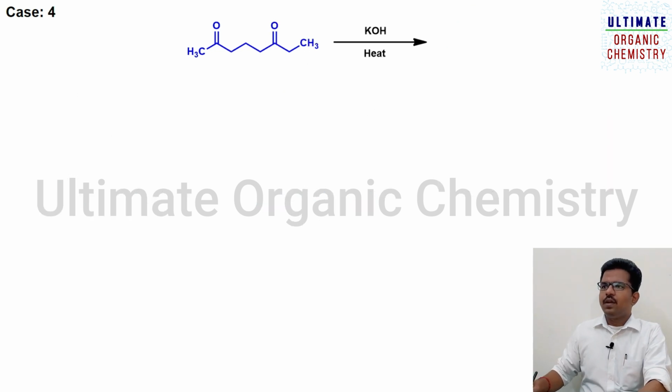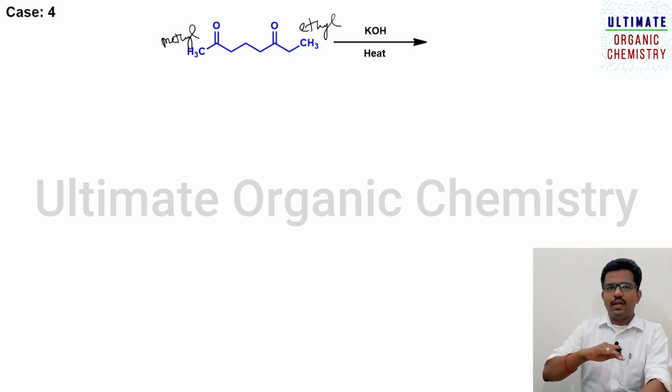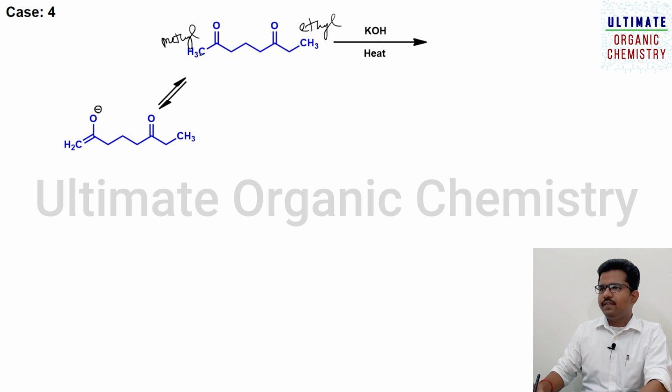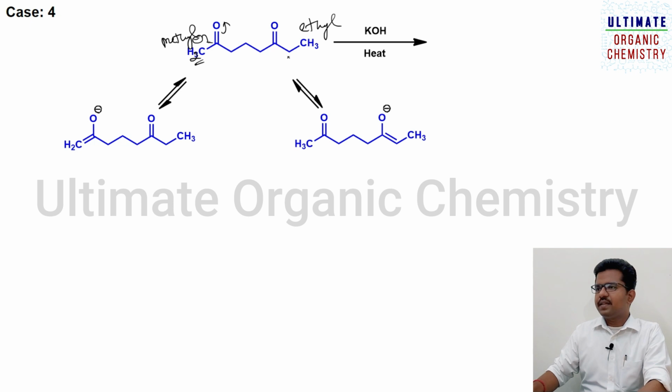Let us go to case 4, where you have two sets of ketone. Here you have a methyl ketone, here you have an ethyl ketone, right? So both are not the same. In this case, as usual, you will get two sets of enolate formation. First, if this hydrogen is deprotonated, it will form an anion here, and it will undergo resonance, leading to the formation of this enolate. The next case is, if this hydrogen is removed, the anion will form here, and this will undergo resonance to form this enolate.